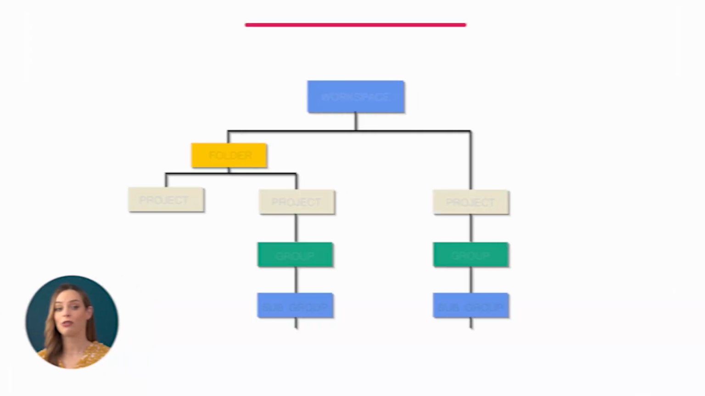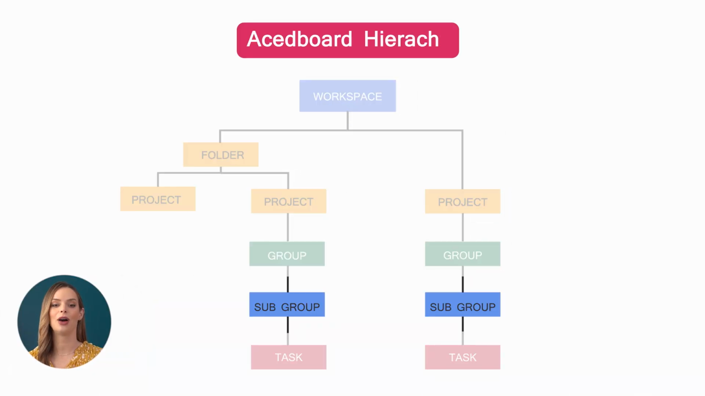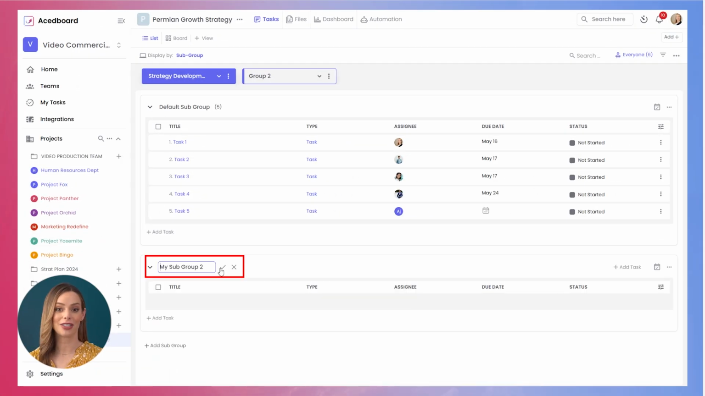Then the next layer in the hierarchy is the subgroup. So we've gone from workspace, the project or folder, to group, and now subgroup. If you want to add another subgroup, you click on this plus sign, and then you can add your subgroup. You have the option to rename the subgroup using this edit feature. I'll rename it to subgroup 2 and save.